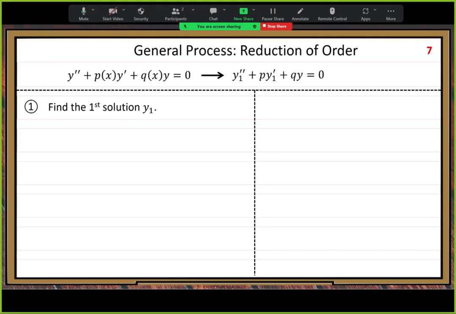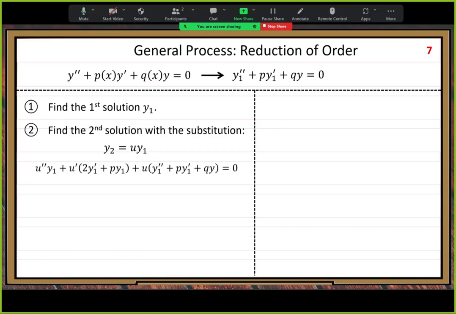After that, step 2: find the second solution with this special substitution. You take the first derivative, the second derivative, then go back to the original equation and do some simplification. Here's the result after simplification.